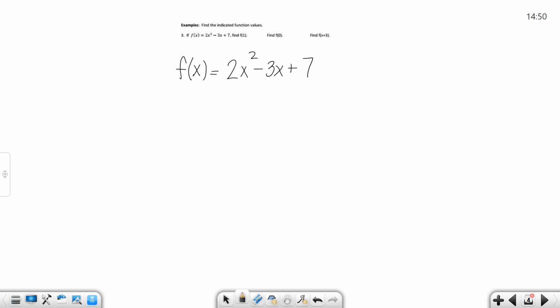I'm taking the function 2x squared minus 3x plus 7. This is the function we're most accustomed to seeing in our algebra classes. For this function, I asked you two different questions. I asked you to find f of 1, and I asked you to find f of 0. I also asked one more. I'm going to put that one on a different slide.